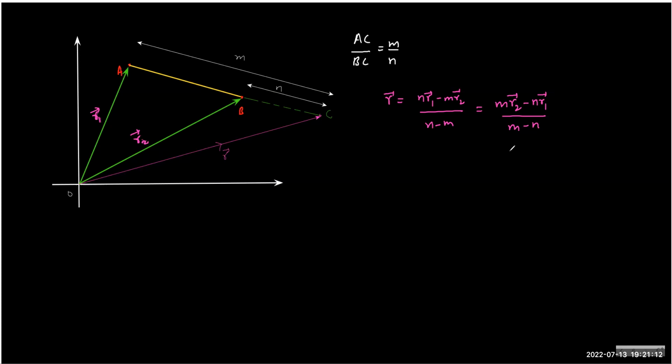So anybody else getting the answer? Rugved, Prashansha, Shreya, tell me. Are you guys getting the answer? Yes, sir. MR2 minus NR1 upon M minus N. Okay, very good.